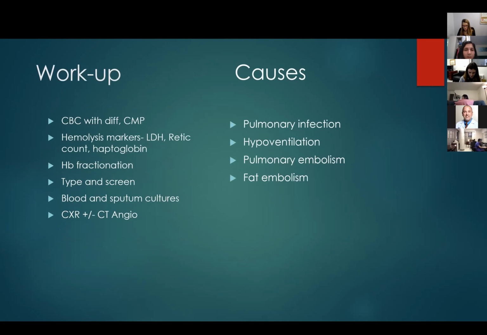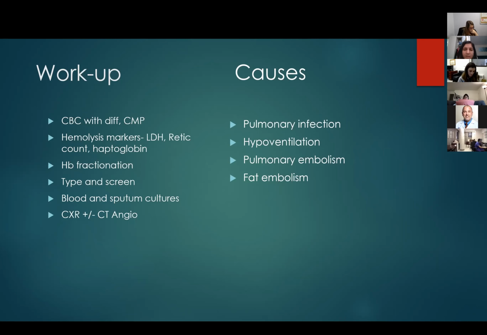So causes are usually multifactorial. It could be because of a pneumonia plus hyperventilation. Hyperventilation could be due to pain, that they're in so much pain that they're not taking deep breaths, or it could be oversedation from the opioids. And then sometimes you can have a PE and or a fat embolism.